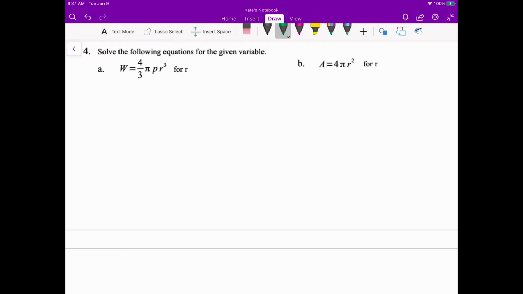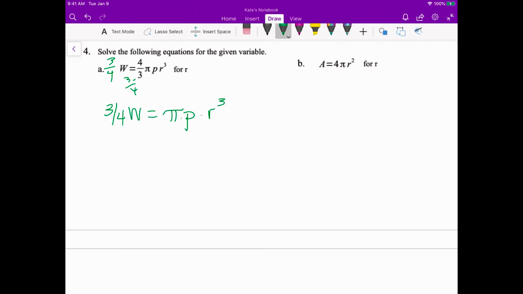Looking at number 4, they want us to solve the following equations for a given variable. I'm going to do 4a, and we're solving that for r. So I have w equals 4/3 pi times p times r to the third. The first thing I want to do is get rid of the 4/3. So I'm going to multiply both sides by the reciprocal 3/4. So I end up with 3/4 w equals pi times p times r to the third.